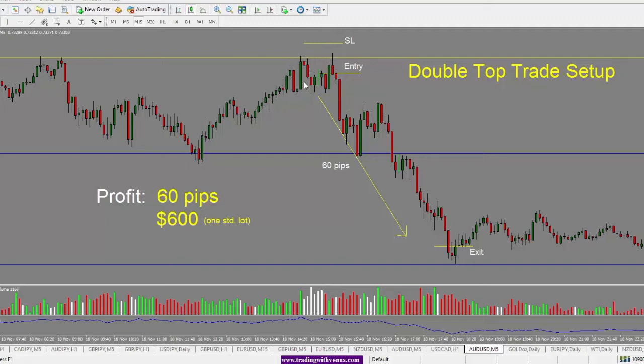In this case, we are looking for an entry right at the bottom of this pin bar. As soon as the pin bar closes, we can enter the trade short. Our stop loss would go above the high, make sure there is some room for the trade to breathe, and then we stay in the trade till it starts to reverse.